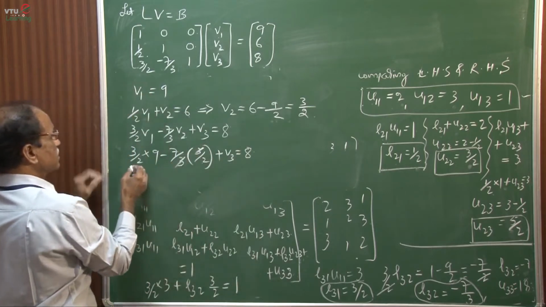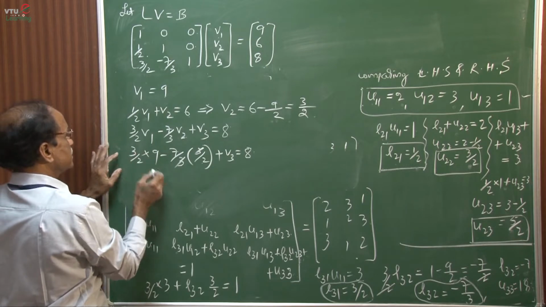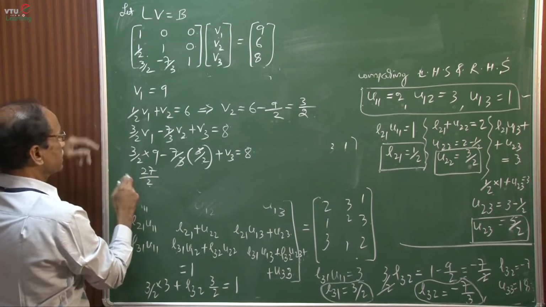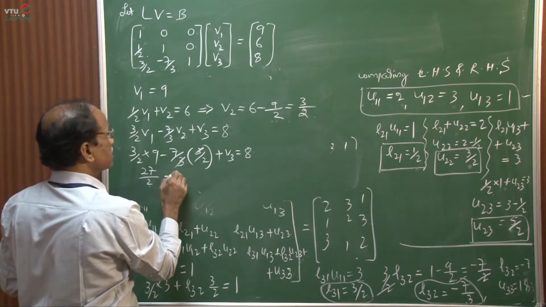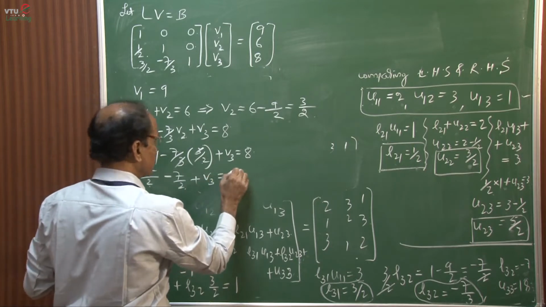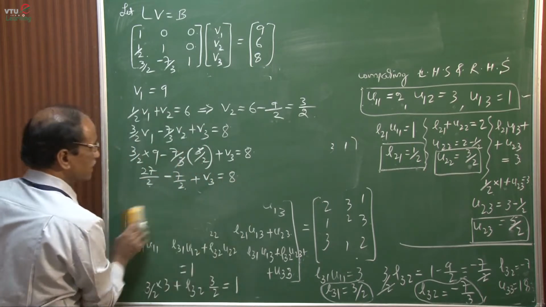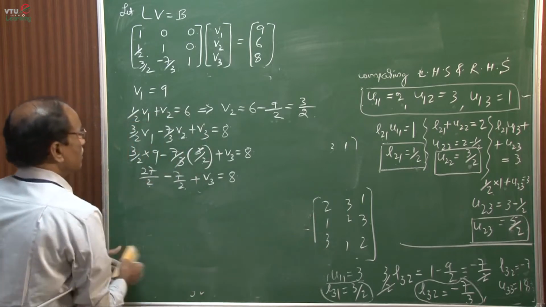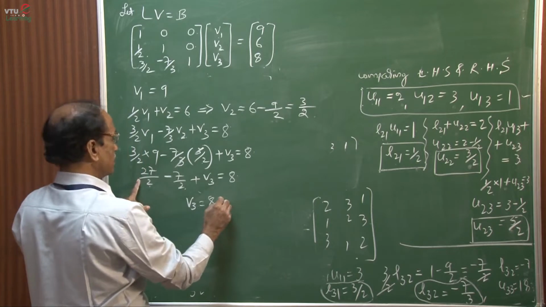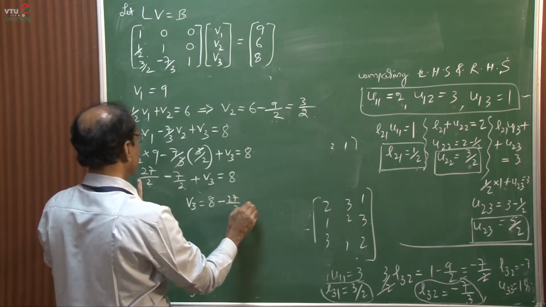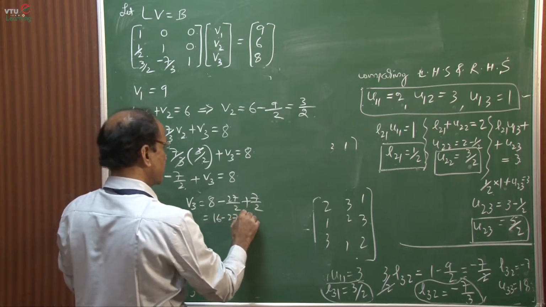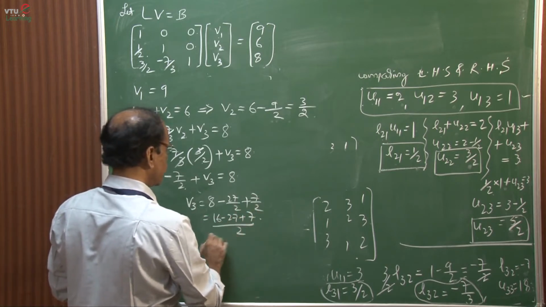This 3 cancels and this is 9 3s are 27 by 2, 3 by 2 into V1 is 9, okay, and this is minus 7 by 2, right, plus V3 is equal to 8. This is nothing but V3 to be separated, 8 minus 27 by 2 plus 7 by 2. 2 is the LCM, 16 minus 27 plus 7 divided by 2.